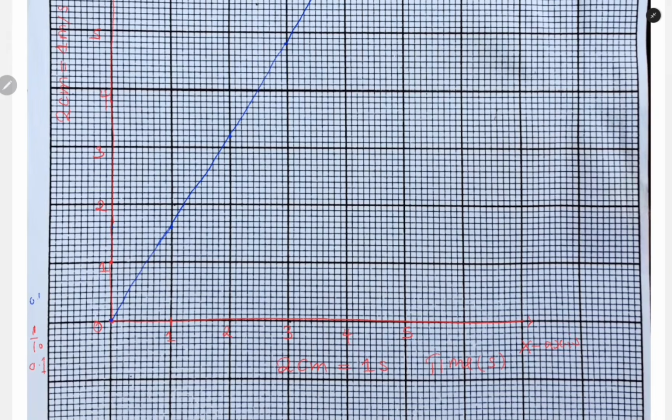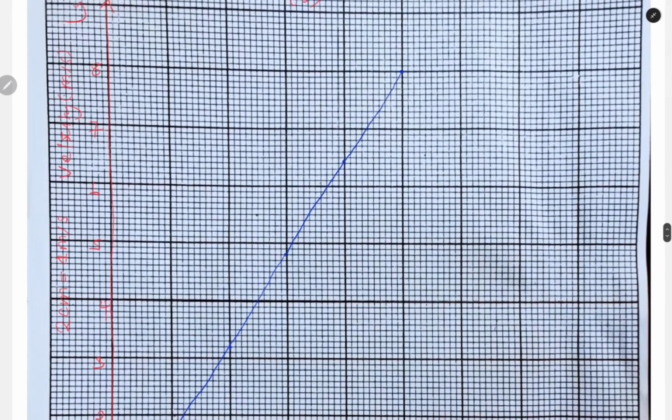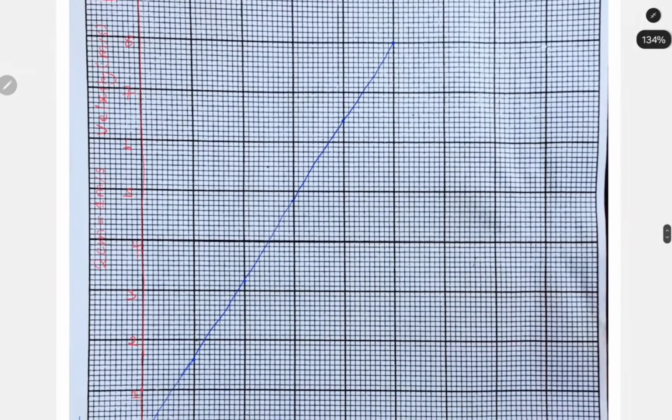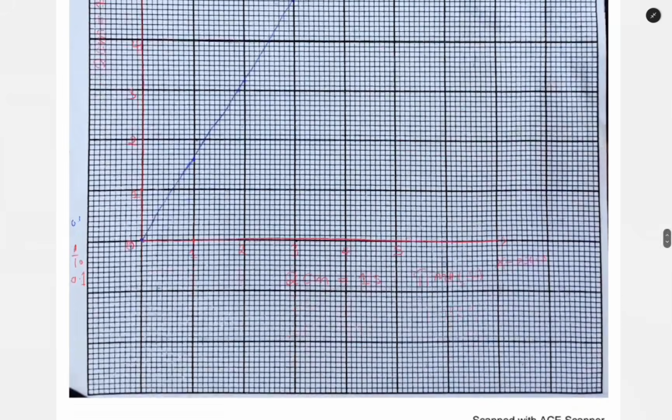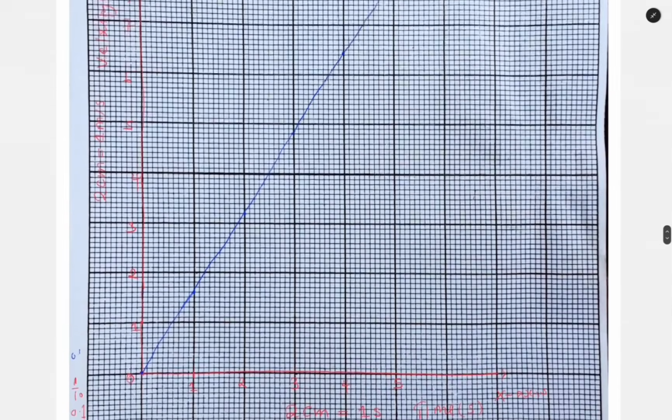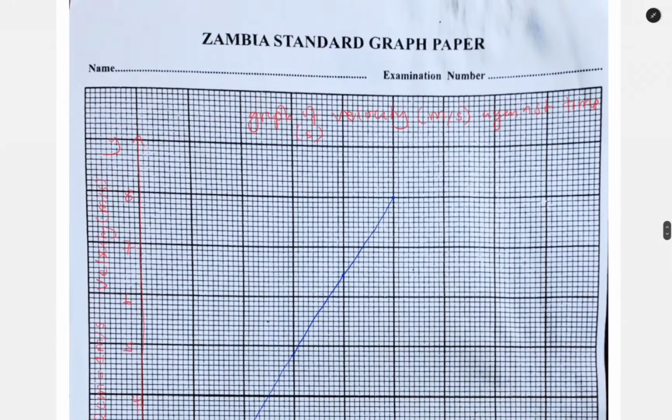Okay, so at least I've tried. So it comes out like this. Okay, then now what are the questions that are there? So this is the plotting that I've done, and of course just plotting, that is 4 marks. So what do you need for you to get 4 marks?